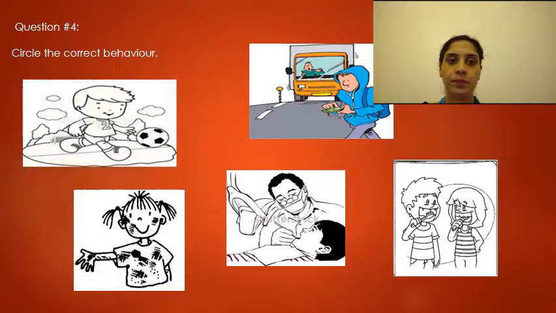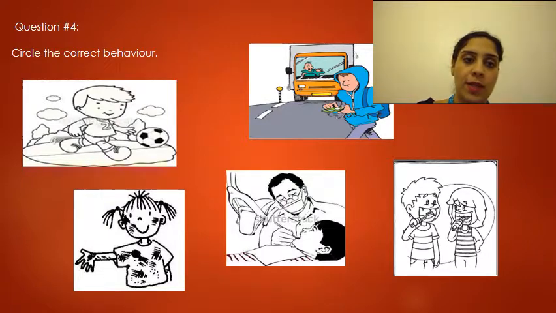We have question number 4. We have to circle the correct behavior. When we want to circle the correct behavior, we have to look if this child is doing something wrong or bad. If you do exercise and go to play football, boys, you have to look if it's good for your health or not. Definitely it's very good to play football and to do exercise every day, at least 1 hour, when you go out.